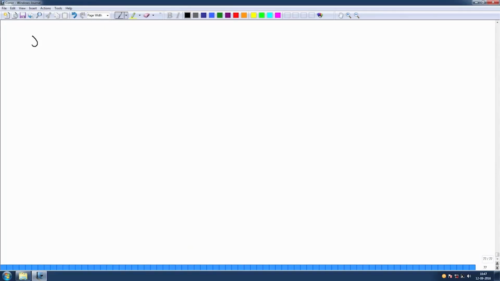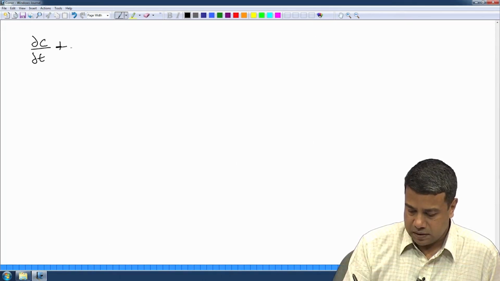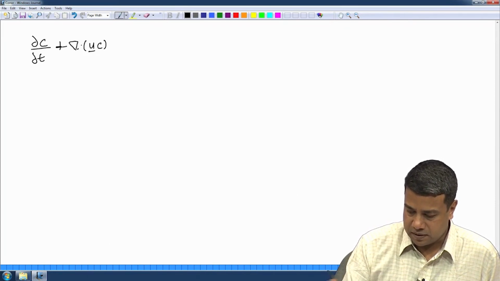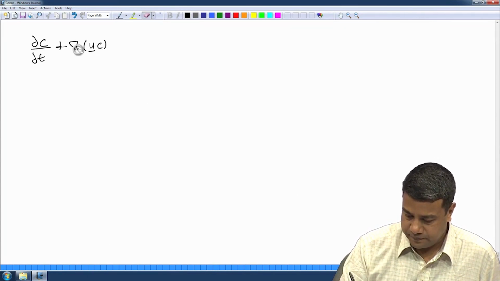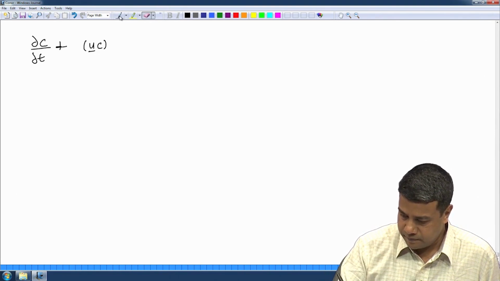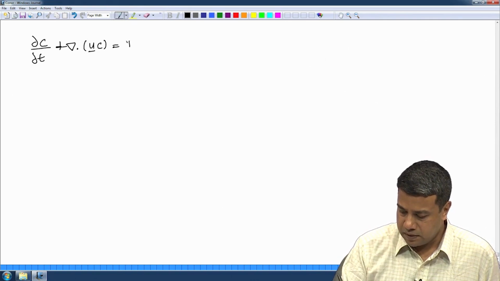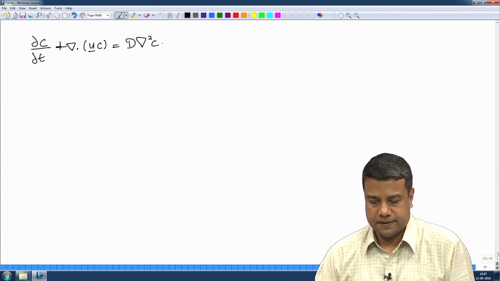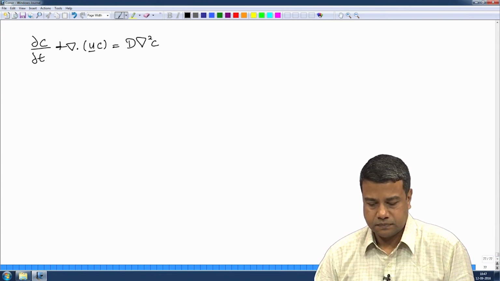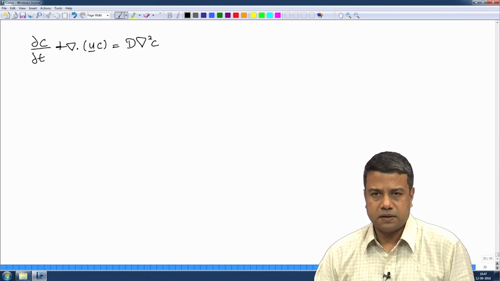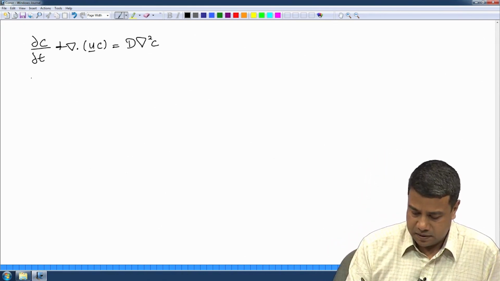So, the equation was of the form partial C by partial t plus the divergence of the velocity times c, there is a dot product here, is equal to D times the Laplacian of the concentration. And for the energy equation, you will get a similar equation.